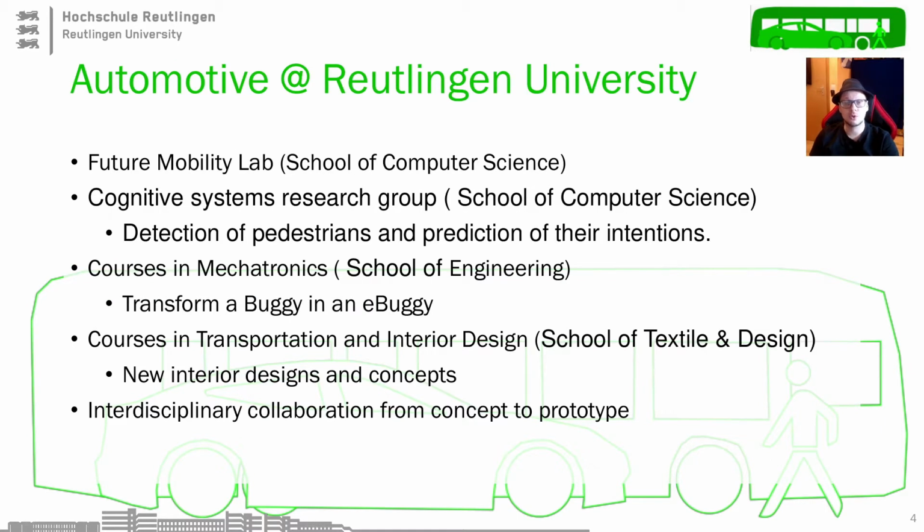Automotive at Reutlingen University is based in three different schools at the university: the School of Computer Science, with the Future Mobility Lab, where we are doing the AGL work, and the Cognitive Systems Research Group. They are working, for example, on detection of pedestrians and prediction of their intentions.